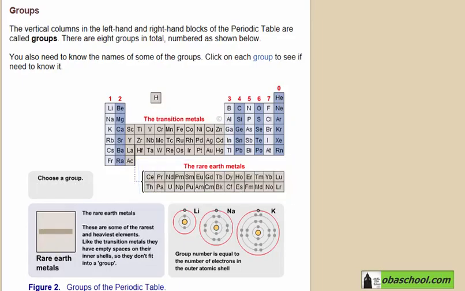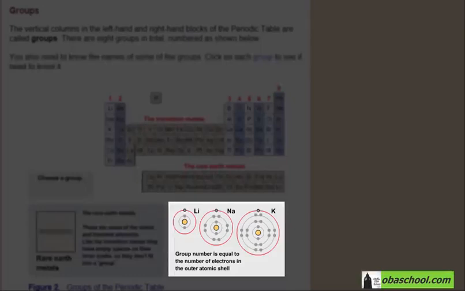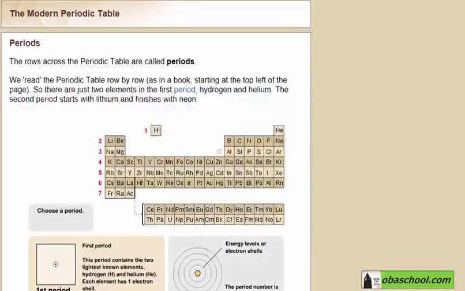So you have to keep in mind that the number of the group is equal to the number of outer electrons. Let's now describe periods. The rows across the periodic table are called periods. We read the periodic table row by row, starting at the top left of the page. So there are just 2 elements in the first period, which are hydrogen and helium. The second period starts with lithium and finishes with neon.